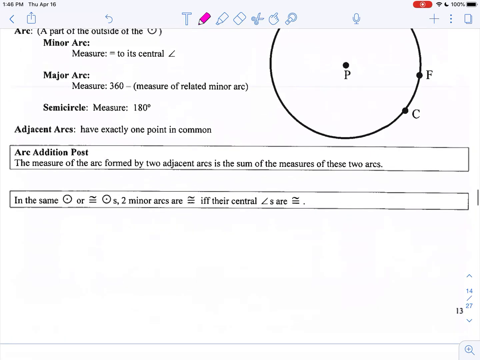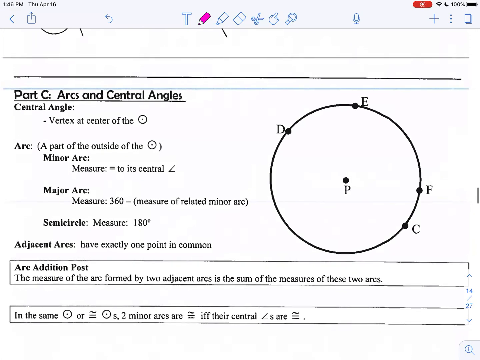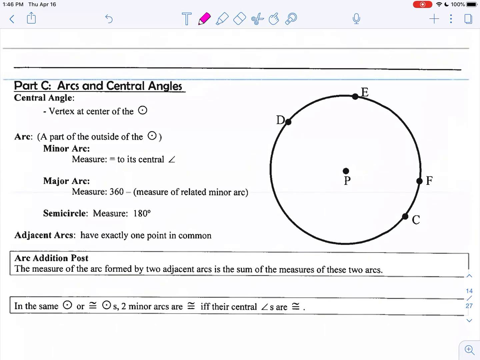So we are on page 13 of your Unit 7 packet on circles, and today we're going to talk about arcs and central angles. We've discussed a couple of these topics before, so it's mostly review with a few new topics that add on to our knowledge about arcs, how to find the measurement, and how it compares to the central angle.